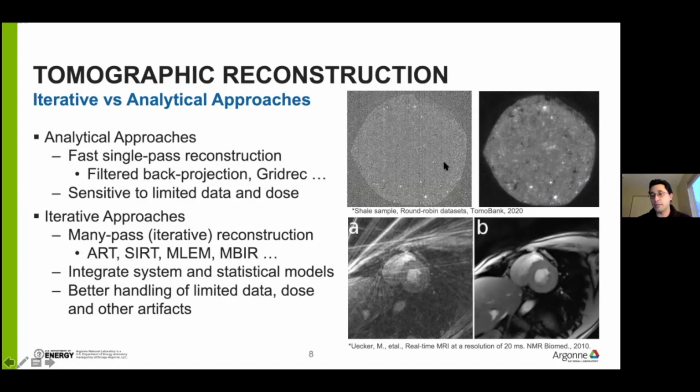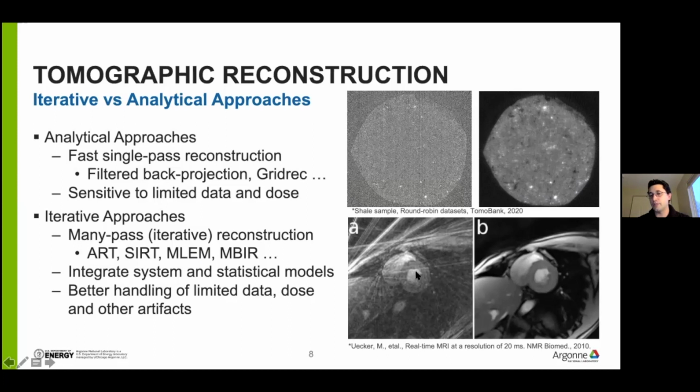On the right side, I show some results with the analytical and iterative approaches. For example, this is a shale sample which is reconstructed with gridrec. There's very limited data in this case, so the resulting analytical reconstruction is extremely noisy. On the right side, you can see the iterative reconstruction. This provides much better quality. However, it requires much more computational resources than gridrec in order to finish the execution in a timely manner.